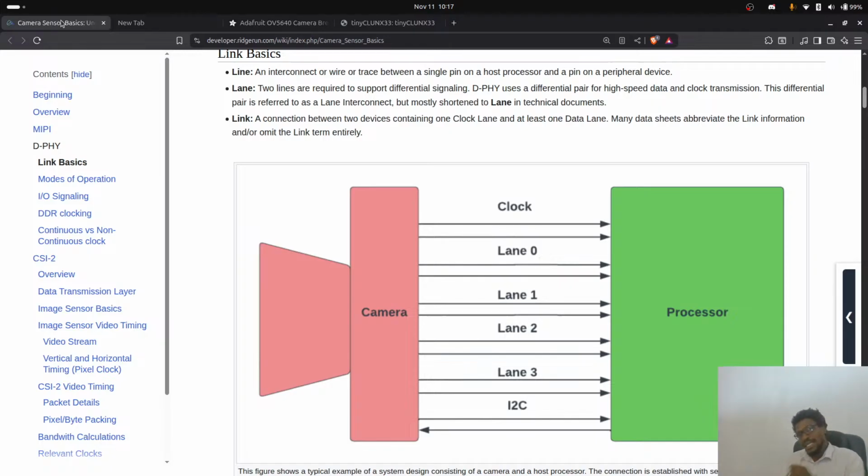So let's break this down and try to understand what these basics are. Number one, there's something called a line, and the line is an interconnect between the processor and a peripheral device. So this is basically a wire. A line refers to the wire, okay? And in this respect, because we're talking about camera basics, we're going to speak about the peripheral as a camera. And the processor is going to be some sort of MCU or FPGA or whatever you have on the other side that is consuming the data.